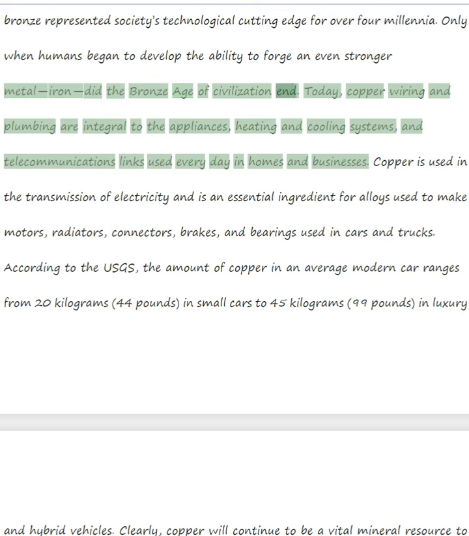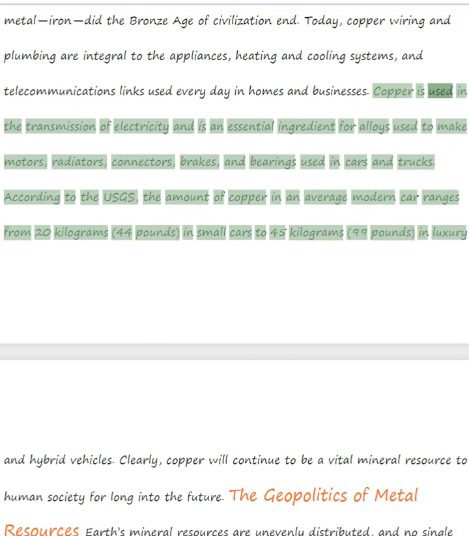civilization end. Today, copper wiring and plumbing are integral to the appliances, heating and cooling systems, and telecommunications links used every day in homes and businesses. Copper is used in the transmission of electricity and is an essential ingredient for alloys used to make motors, radiators, connectors, brakes, and bearings used in cars and trucks.